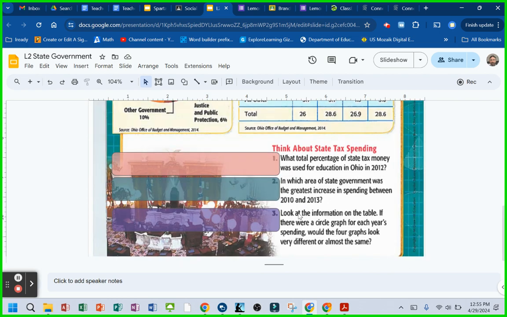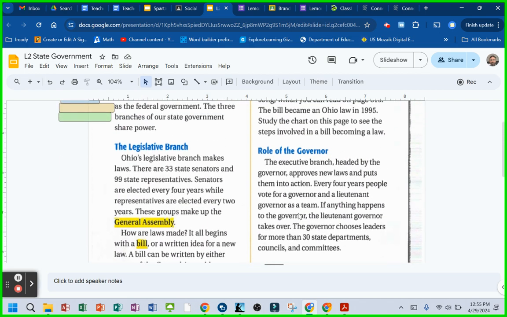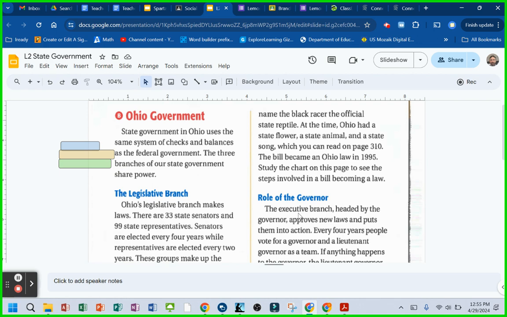Now we're going to talk about how a bill becomes a law. Ready? State government in Ohio uses the same system of checks and balances as the federal government, right? We talked about that. If the state or the federal legislative branch comes up with a law that is crazy, it doesn't match our Constitution, can they still impose that on the people? Kinsley says no.